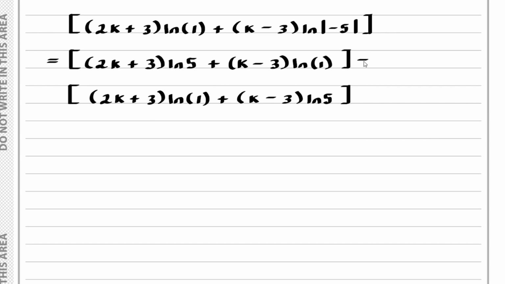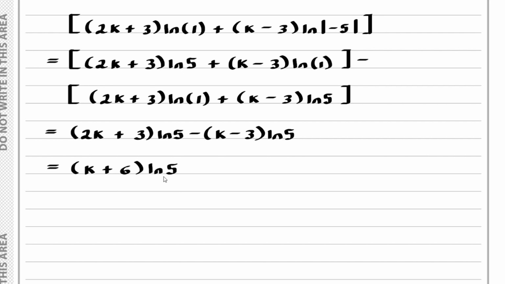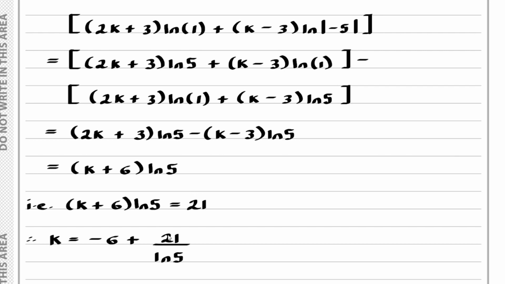So if we work this out and recognizing that the natural log of 1 is just 0, we have 2k plus 3 times the natural log of 5, subtract k subtract 3 times the natural log of 5. And if I factorize out a natural log of 5 from both these, well, I've got 2k subtract k, which is just k, and then I've got 3 subtract negative 3, which is 6. So I have k plus 6 times the natural log of 5. And I know that this will equal 21, because the integral is equal to 21. And if I solve for k, you will find k to equal negative 6 plus 21 over the natural log of 5.